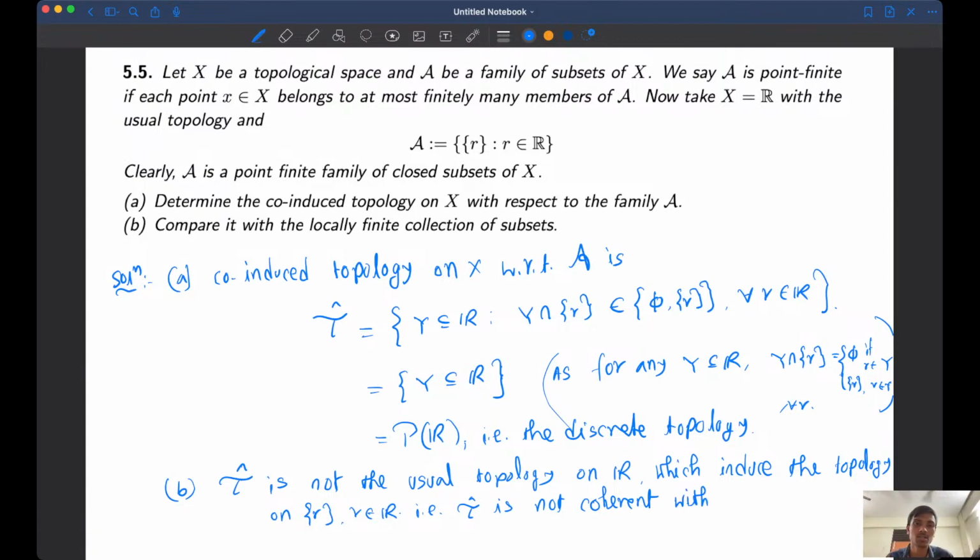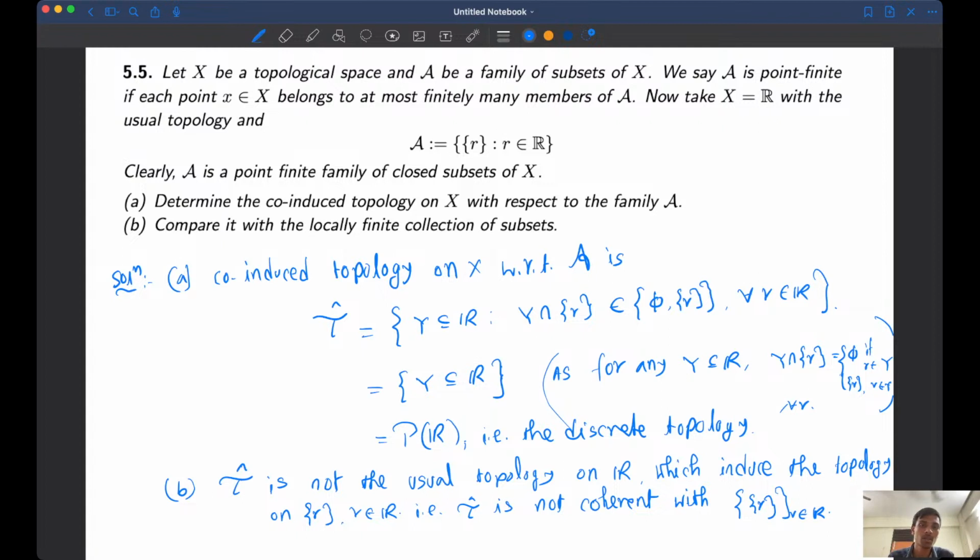For example, if I take a singleton set, it is open here, since the singleton set R intersected with all of those things is phi or R, so that belongs to this tau hat, but the singleton set does not belong to your original usual topology. So this is not coherent, even though this is a collection of closed subsets. So just go and check that if you started with a locally finite collection of closed subsets, then the topology co-induced by this family is actually coherent with the usual topology of the space X. Okay, so that's the comparison.